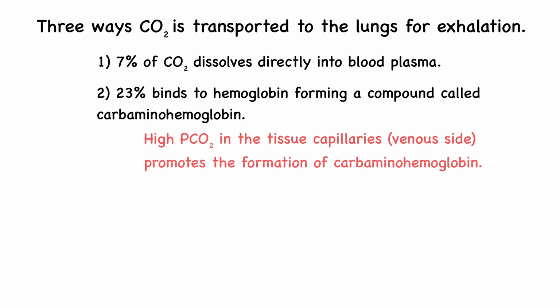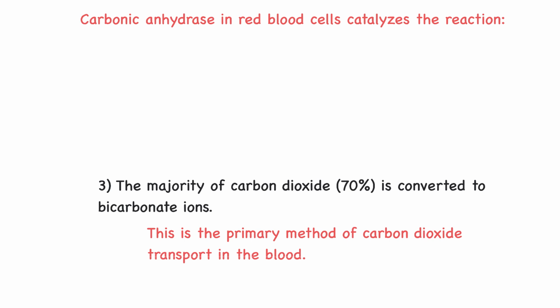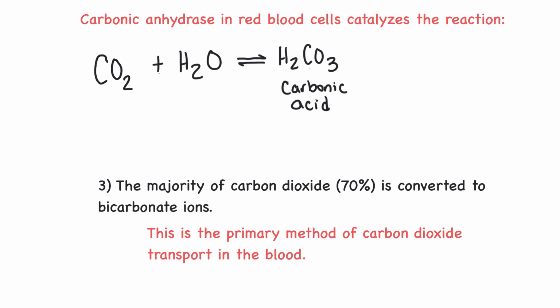Most of the carbon dioxide, about 70%, is going to take a different route. It is converted into bicarbonate ions. When carbon dioxide diffuses into the capillaries and enters red blood cells, it's going to encounter an enzyme called carbonic anhydrase. This enzyme helps convert carbon dioxide and water into carbonic acid, which quickly breaks down into bicarbonate and hydrogen ions. Bicarbonate is then transported in the plasma. This is the primary method of carbon dioxide transport.